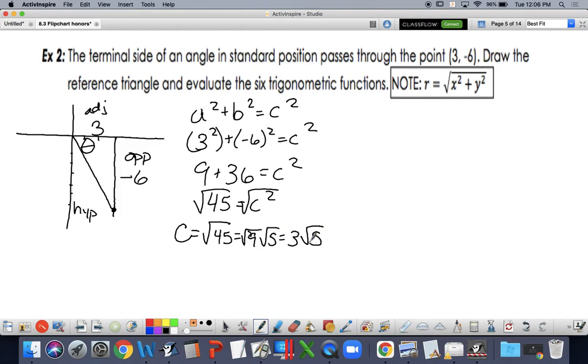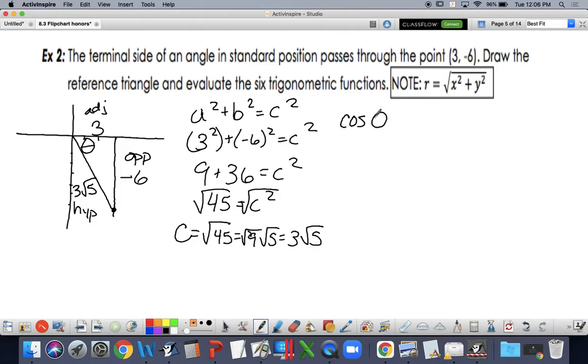Think of all the math we're doing at this point, right? Think of the expectation that is on you guys to be able to do all of this. We haven't even started answering the questions, which are: what are all the trig identities? What are the trig ratios for this particular theta? But we at least have everything filled in. No decimals, only radicals allowed on these. So let's go ahead and start filling out what we know.